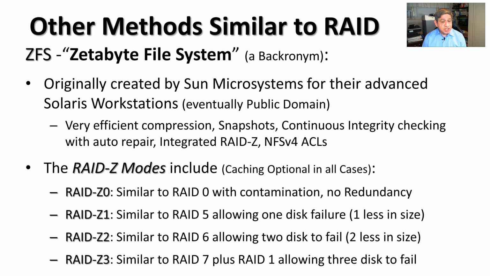And then there's RAID Z2, which is similar to RAID 6. It allows up to 2 drives being dropped. And then finally, a less frequently used one is RAID Z3. And it's based upon a combination of RAID 7 and RAID 1. RAID 7 was one of the oddball ones I mentioned earlier. And it allows you to lose up to 3 disks or, depending on the configuration, all but one.